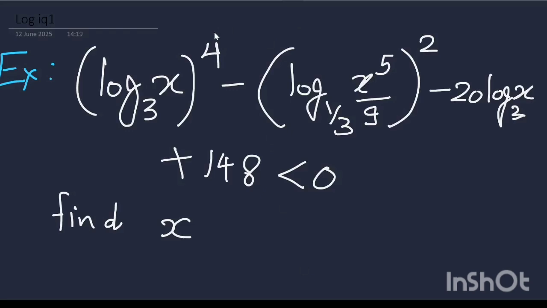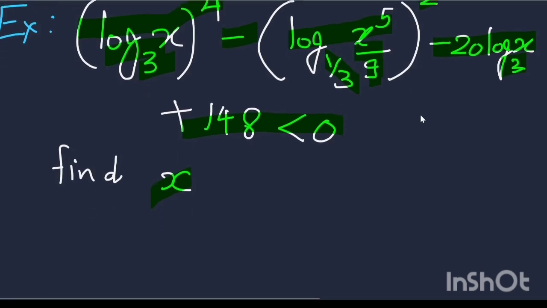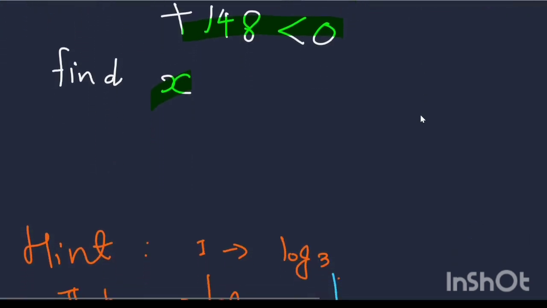So how can we proceed with this question, where it is some kind of inequality: log x base 3 whole to the power 4 minus log of x to the power 5 upon 9 is the argument, 1 by 3 is the base, whole square, minus 20 log x base 3 plus 148 less than 0. We have to find x. So guys, since this is an inequality, what should be the approach? What should be the hint of this problem, guys?